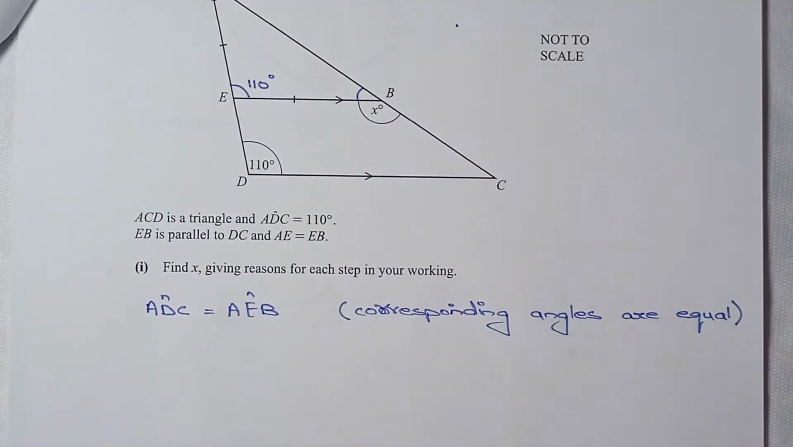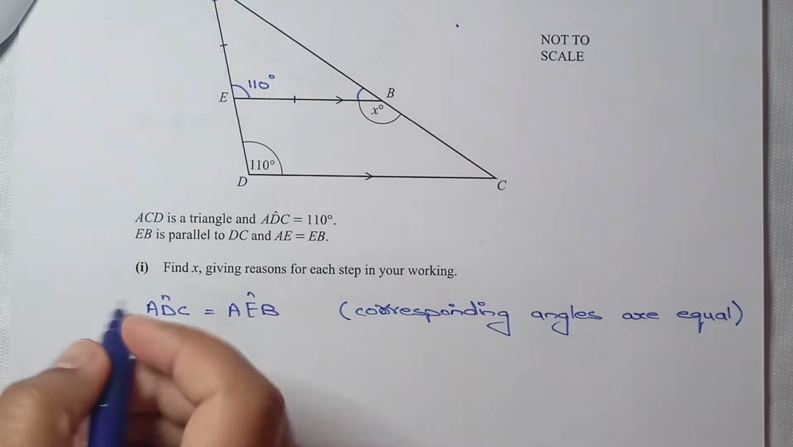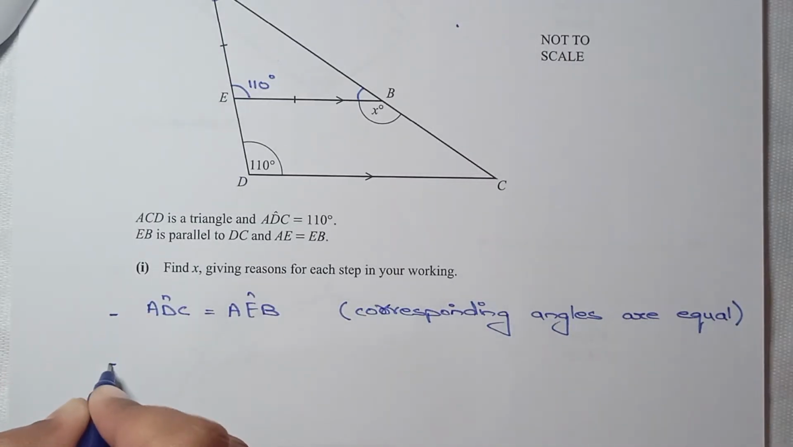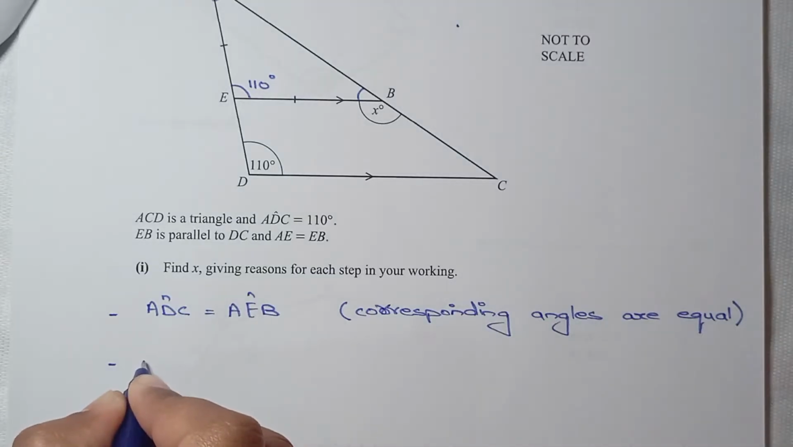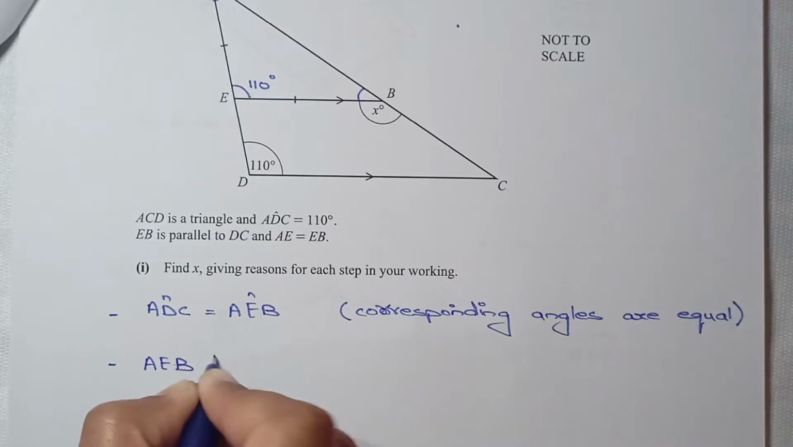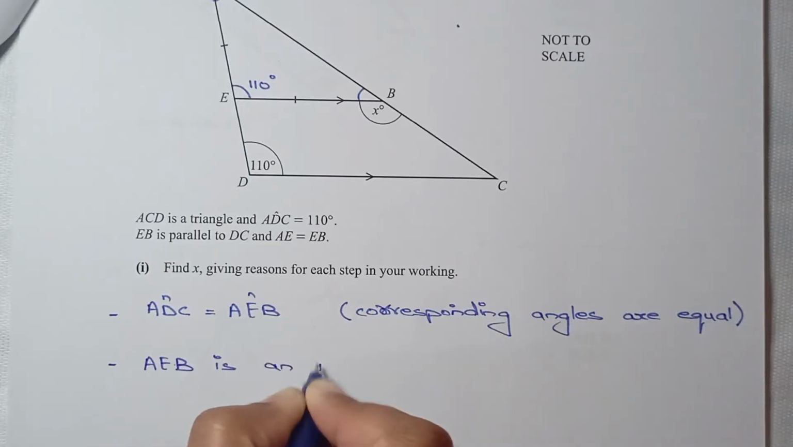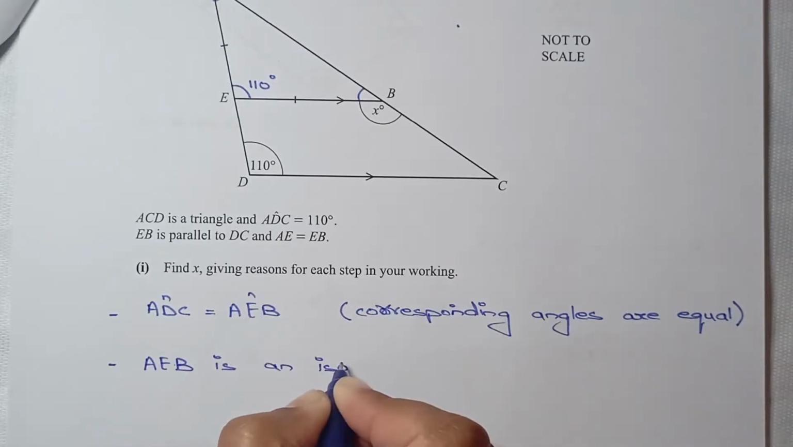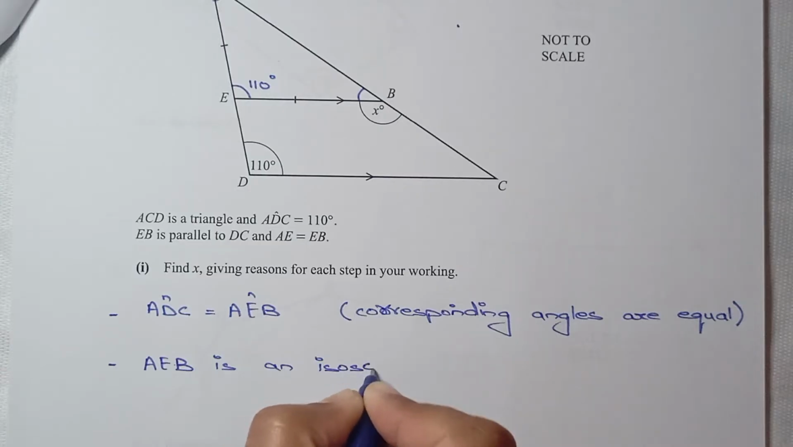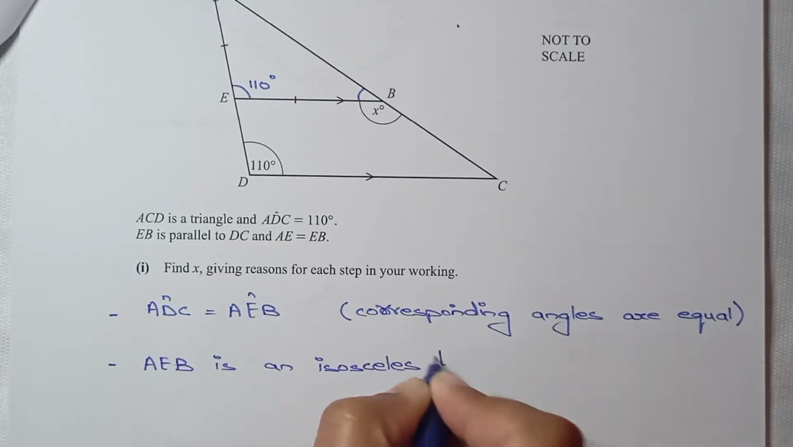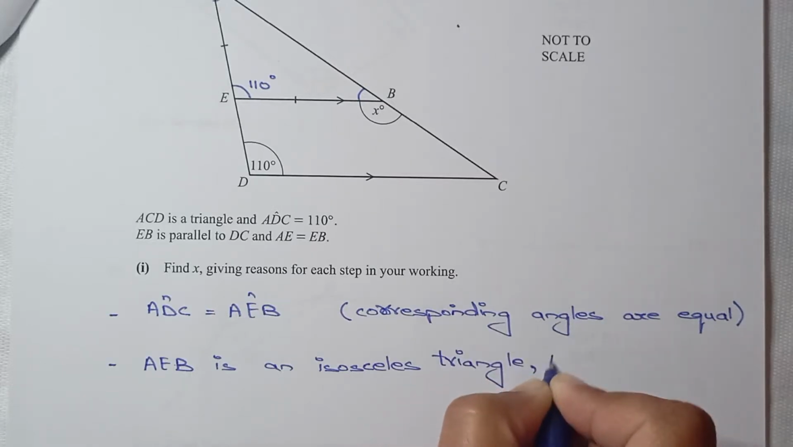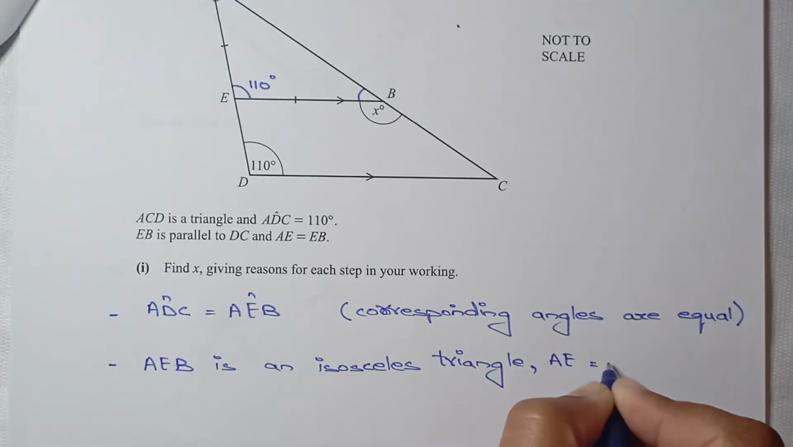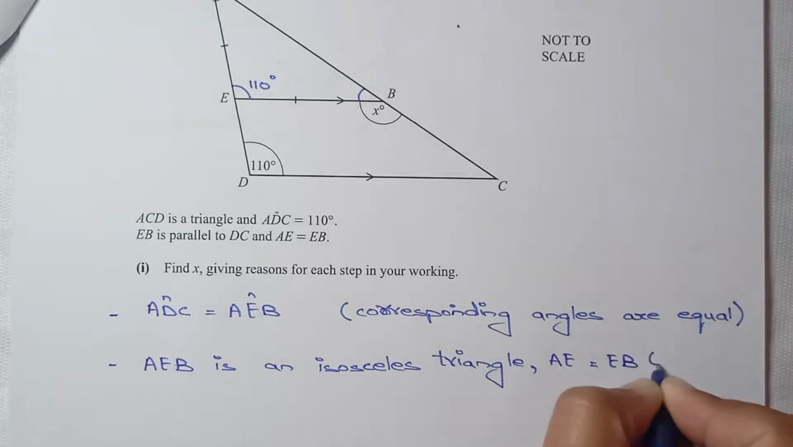Okay, now for the second reason, we can say this is an isosceles triangle. So we can say that AEB is an isosceles triangle because we have been given that AE is equal to EB. This is given to us.